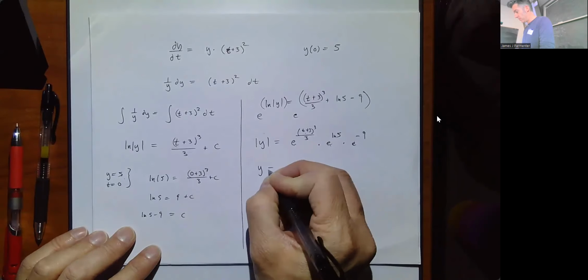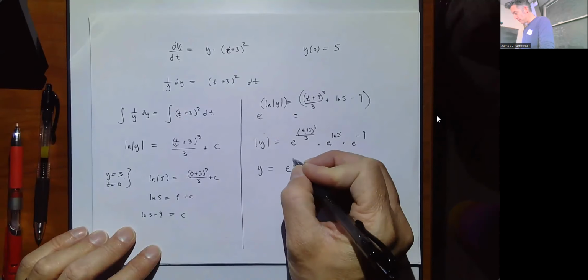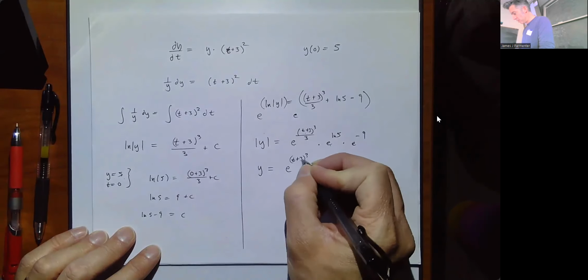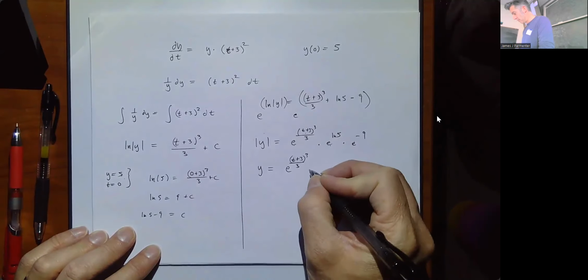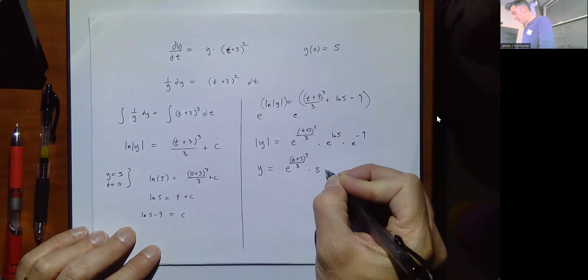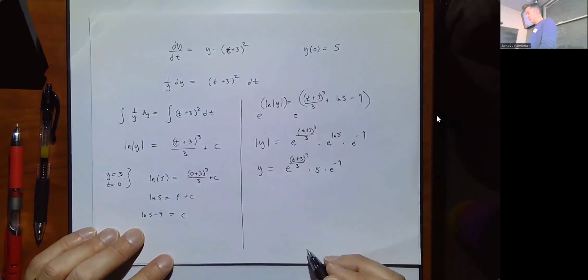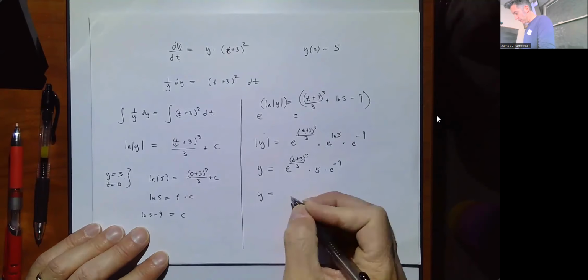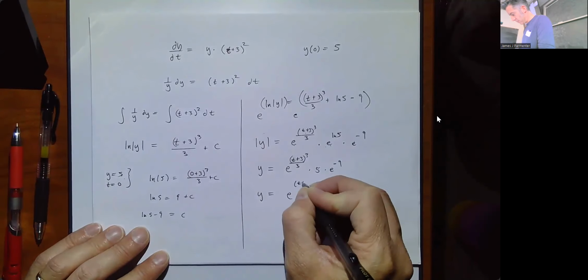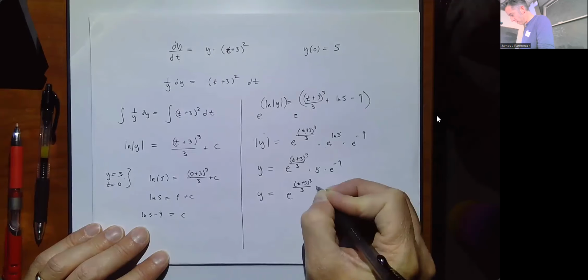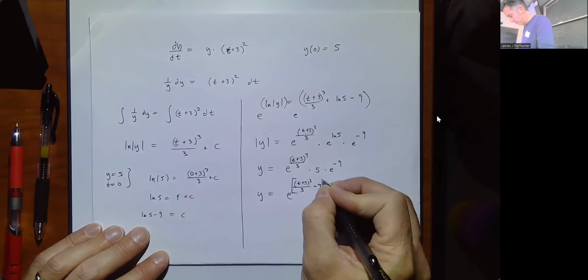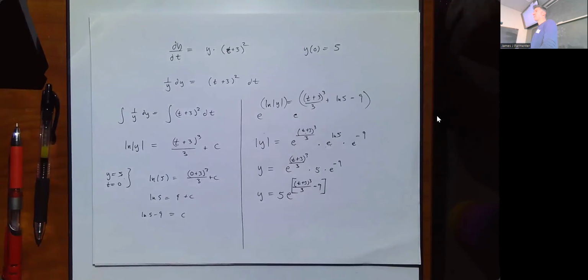So y equals e to the t plus 3 cubed over 3 times e to the natural log of 5 is 5 times e to the negative 9. And that's kind of our solution. It looks gross. We can make it look a little bit nicer. It's e to the t plus 3 cubed over 3 minus 9 times 5. I don't love that. Right, I picked the wrong moment to find c. I had to do way more algebra than I needed to.